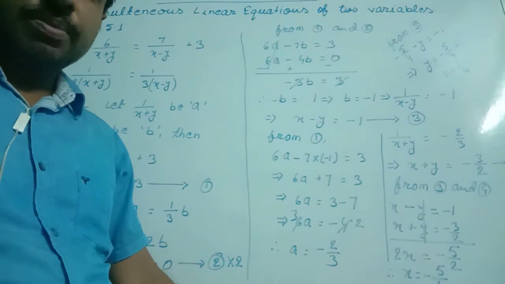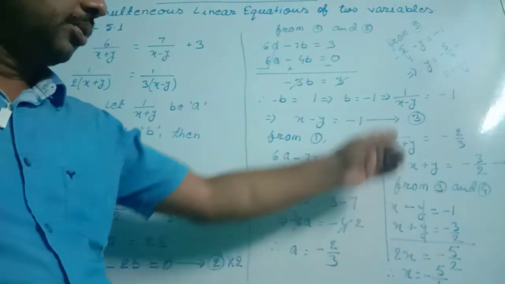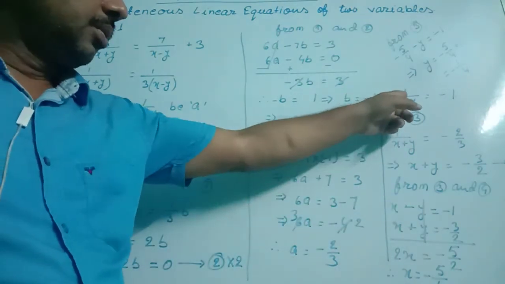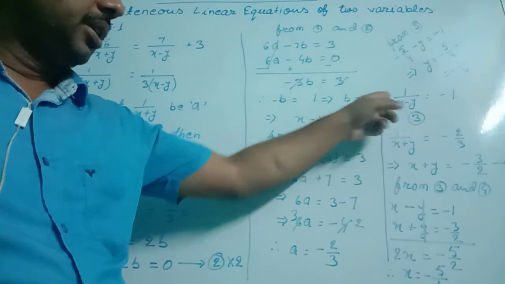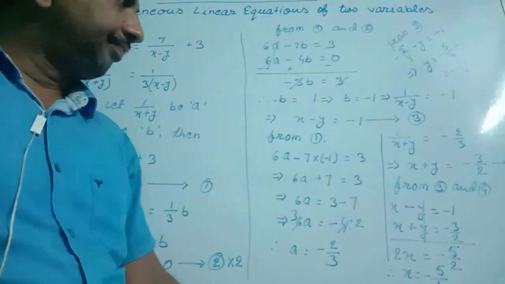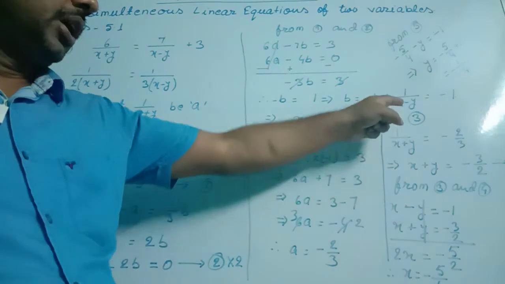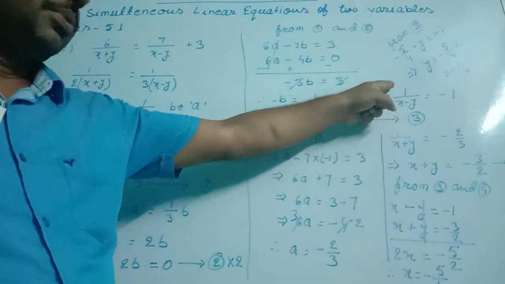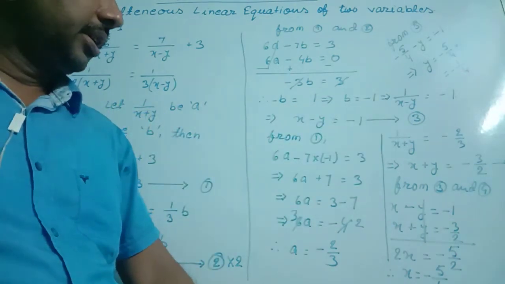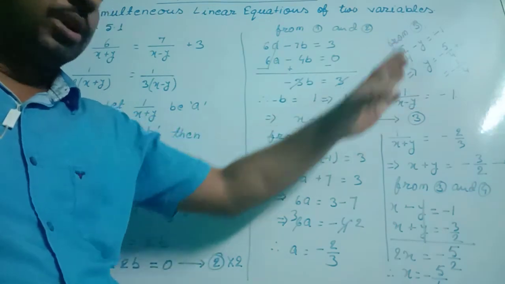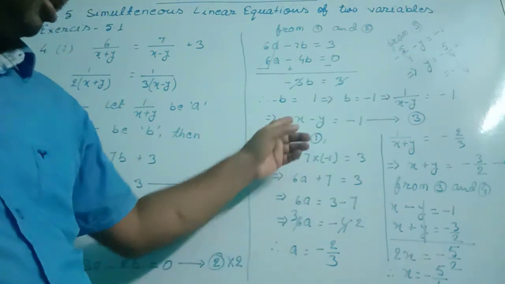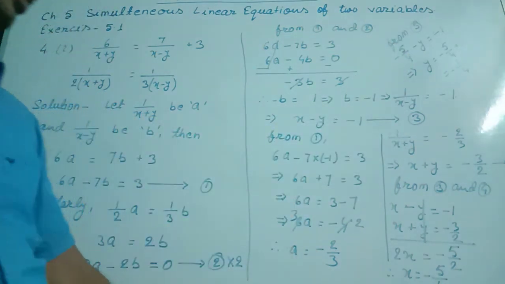As we have considered b equal to 1 by x minus y, I wrote at this place 1 by x minus y equal to minus 1. If we write the reciprocal of this, then x minus y will go at the place of the numerator. Then x minus y, the reciprocal of minus 1 will be minus 1 only. This became equation number 3.